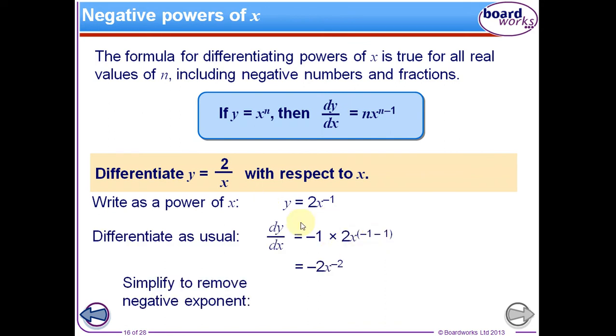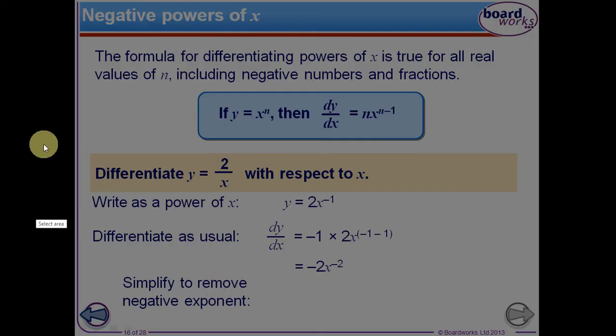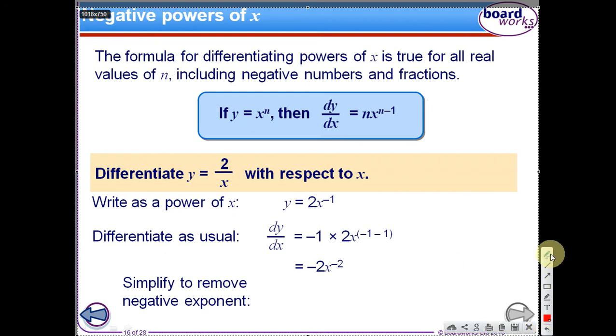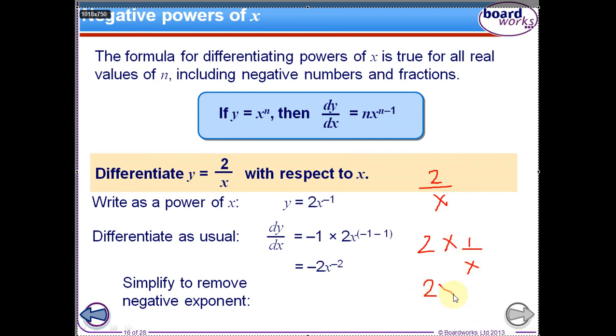So now, let me just quickly tell you what is going on here. The formula for differentiating powers of x is applicable for all real numbers. So if you have 2 divided by x, you can split it as 2 times 1 over x, and 1 over x is the same thing as x raised to the power minus 1. So 2 times x to the power minus 1: bring minus 1 here, that gives you minus 2. Take away 1 from the power, that is minus 2. And that is the solution you have there.